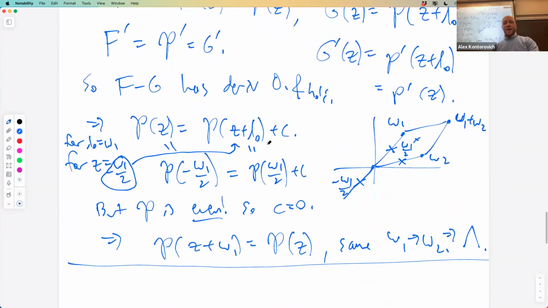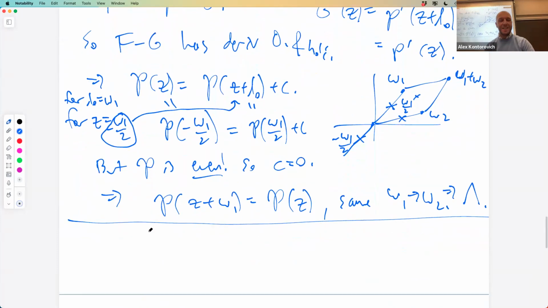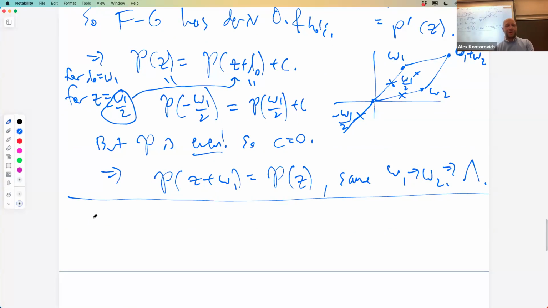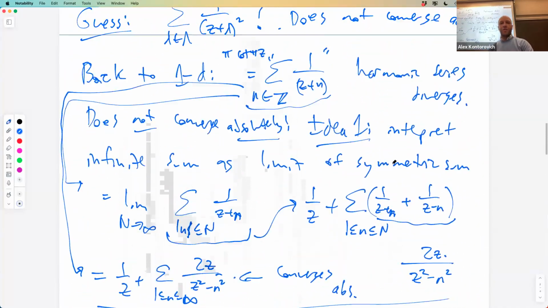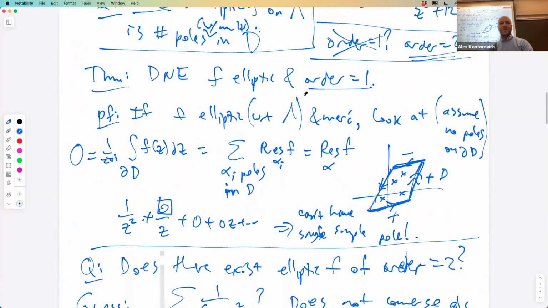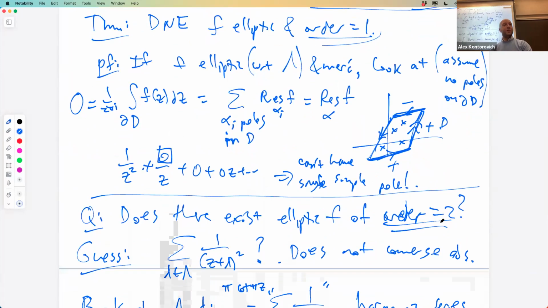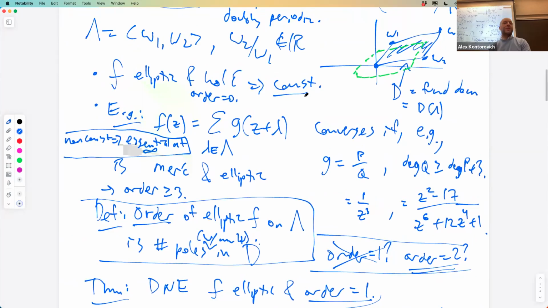Okay, there's a lot more that we can get out of this function. This is an amazing function, in fact. Doesn't look it. First, let's prove another general theorem. Again, we have shown that there are no elliptic functions of order 1. We have just shown an elliptic function of order 2, and we already knew elliptic functions of order 3 and higher, and order 0 is constants.